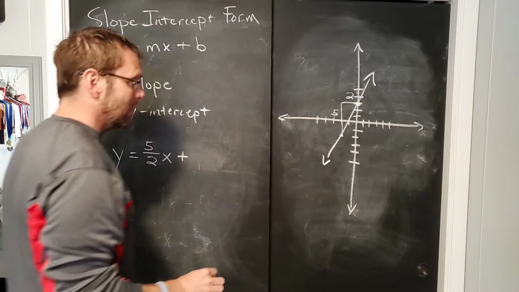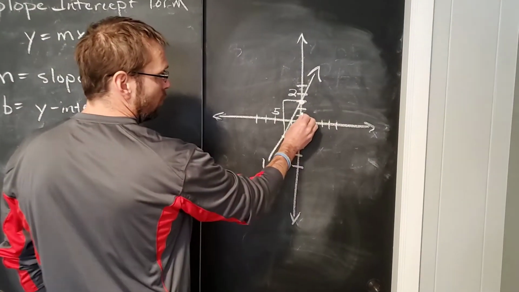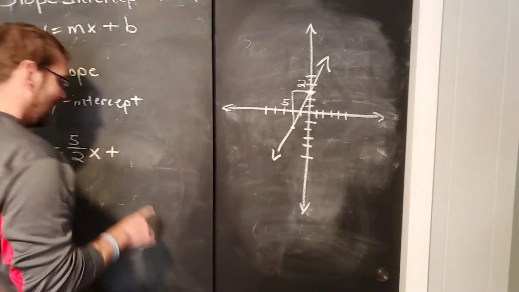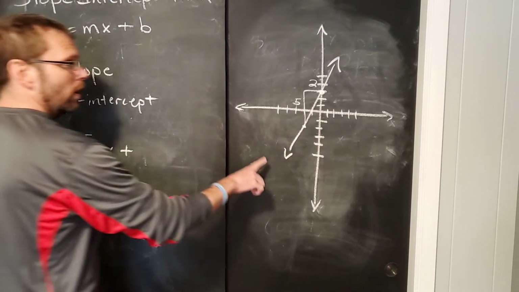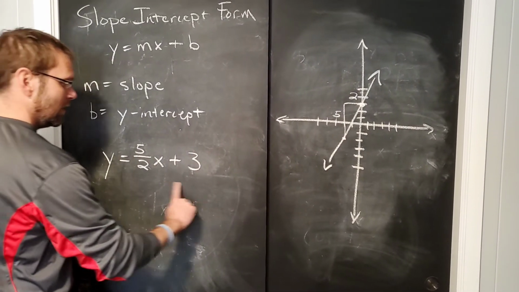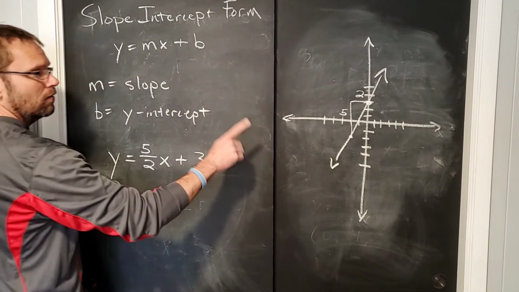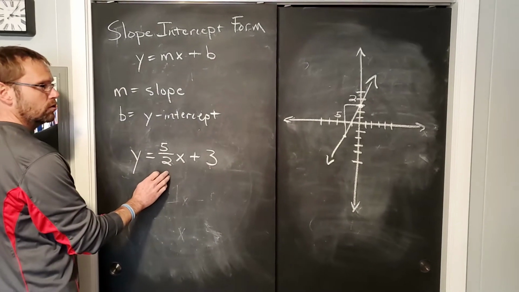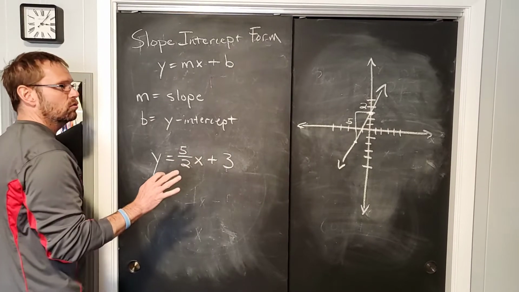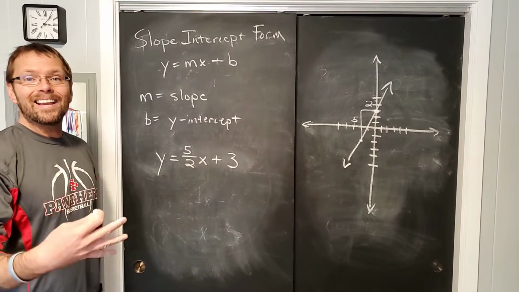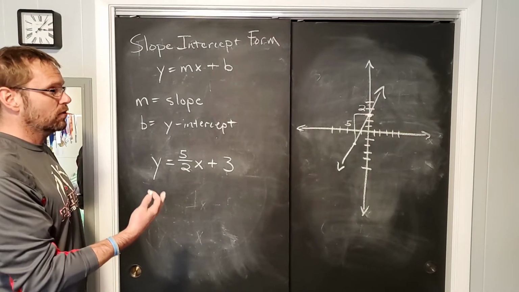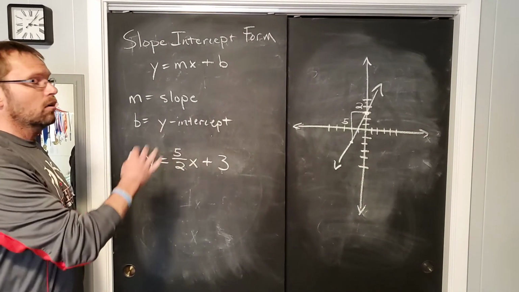So if I look at my line, it crosses at 1, 2, 3, positive 3. If this thing crossed somewhere down here, I'd have a negative y-intercept. But where it is, I'm at positive 3. This right here is the equation of that line. The slope is 5 over 2, and the y-intercept is 3. This is what you'll be doing on your assignment today and tomorrow. Okay, I'm going to put another video out there with a couple more examples for tomorrow, but this is what we're doing both days.